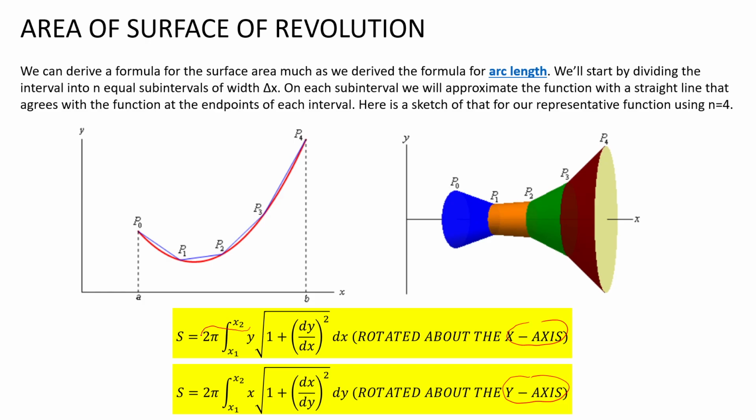2 pi y. So why is it y? Why is not x? Why is the variable y not x? So let's say you're going to get this point here, kaning P3 and P4. If I'm going to rotate this particular strip, or let's say this segment, notice that this one is my referring radius with respect to the x-axis.